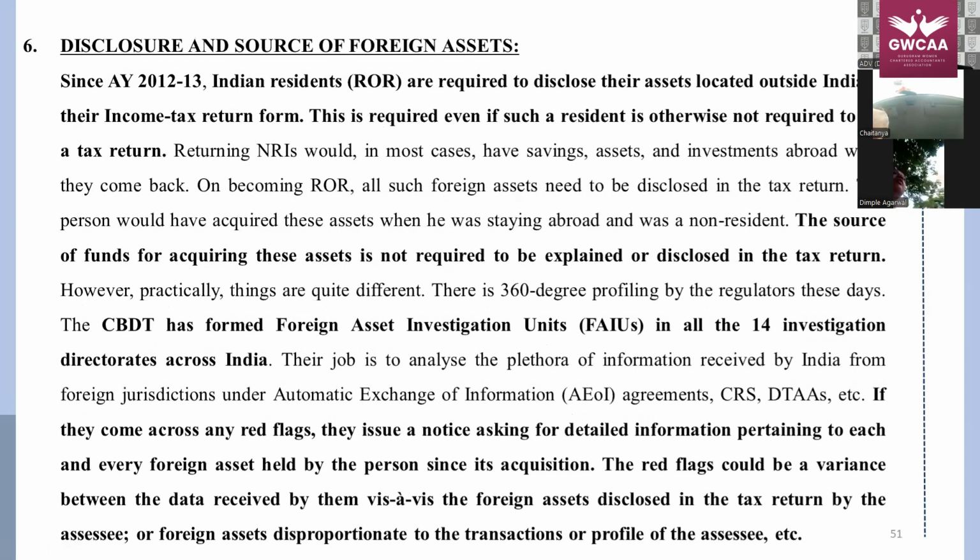Foreign bank accounts, financial interest in foreign entities, immovable property in foreign countries, foreign securities, other capital assets, you have to disclose if you are having any kind of these assets in foreign countries. If you have income, you also have to disclose it in your ITR: salary, rental, interest, dividend, capital, business income. And there is a particular Schedule FA. In that you have to disclose all these things.